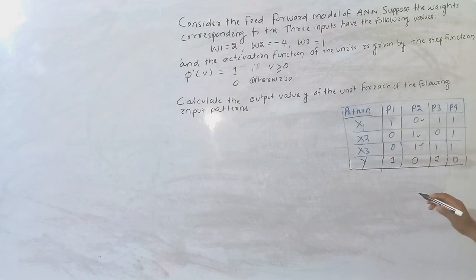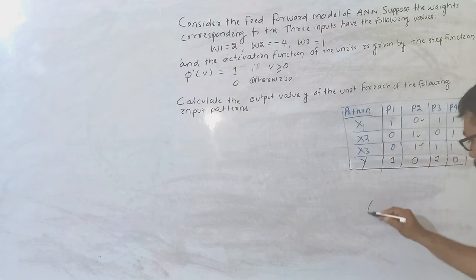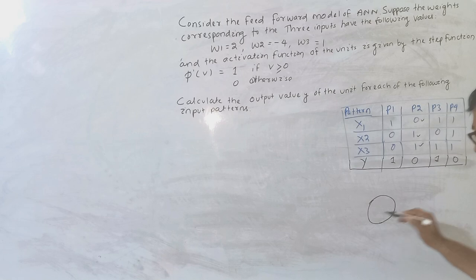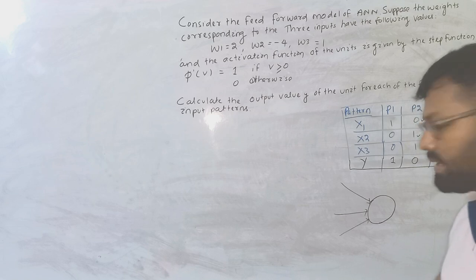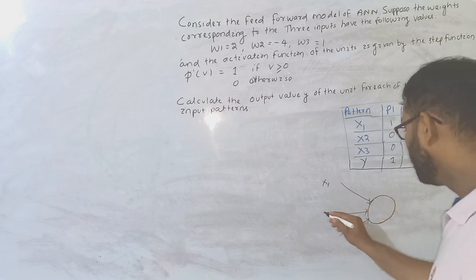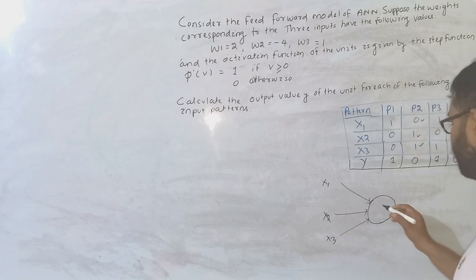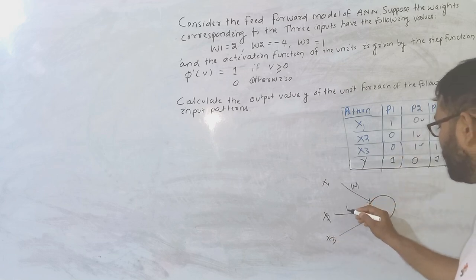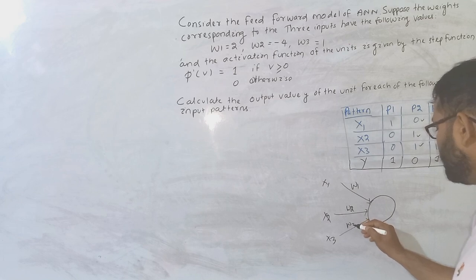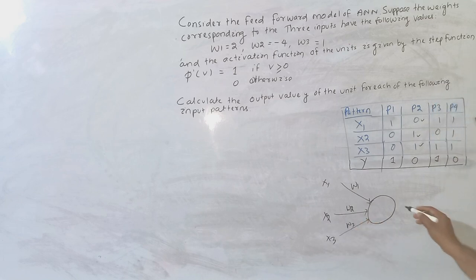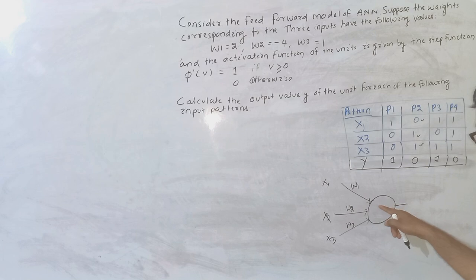Let me write here. I think, am I visible? Let me do the diagram. This is a perceptron diagram. Three inputs are coming, x1, x2 and x3. Three inputs are coming to this area, one is x1, one is x2, one is x3, and the weights w1, w2 and w3 are also given.